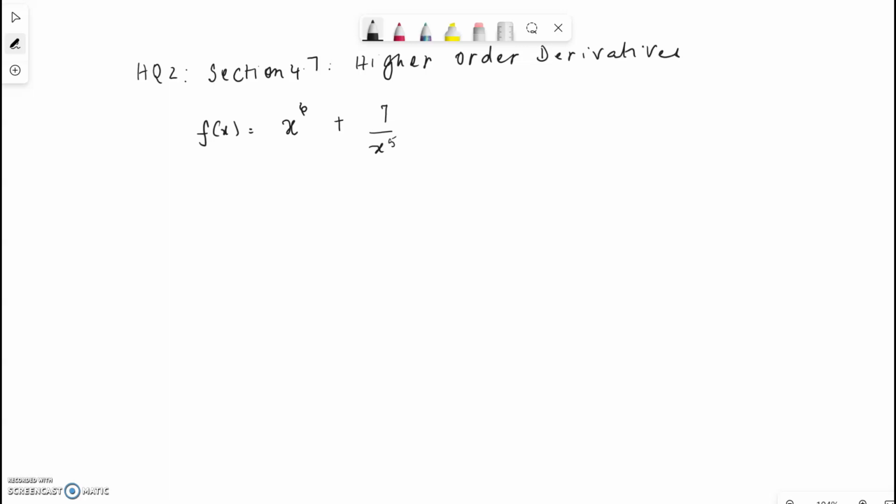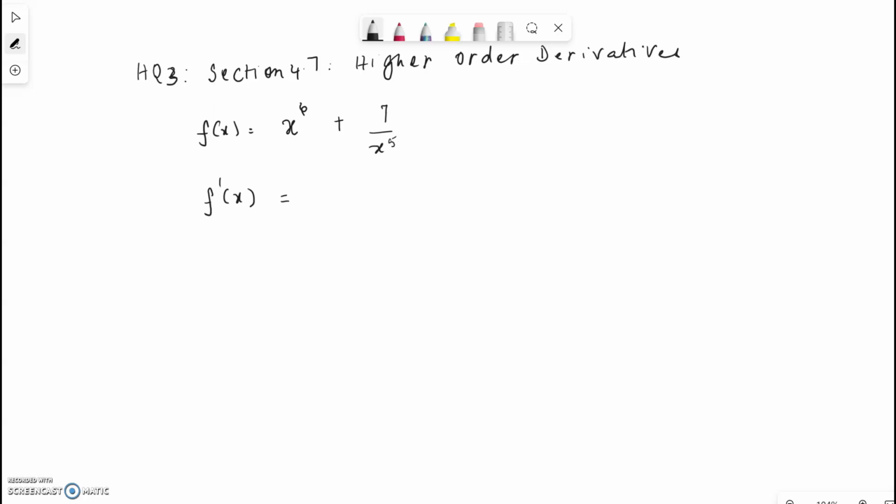So again, this is HQ3, a function: x to the 6th plus 7 divided by x to the 5th. We'll take the first derivative and then we'll take the second derivative. So we find the first and second derivatives of the function. So take the first derivative first.